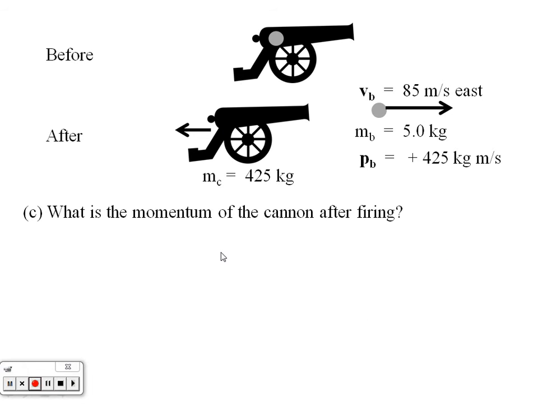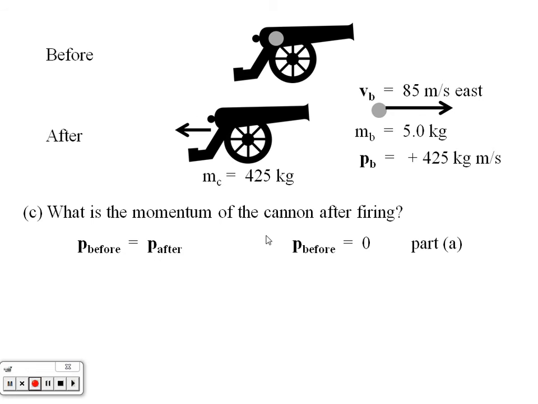Okay, here's where conservation of momentum comes into play. Conservation of momentum says that the total vector momentum of a system remains constant. We can write that mathematically as this: p before is equal to p after. The boldface indicates the vector nature. All right, now we know that the momentum before is 0. We found that from part A.